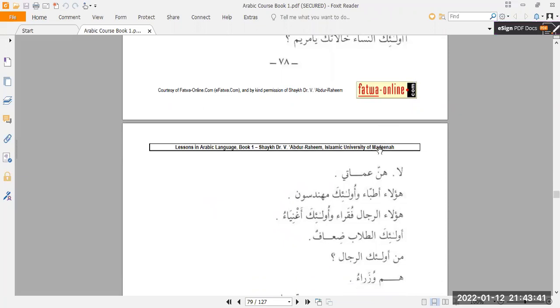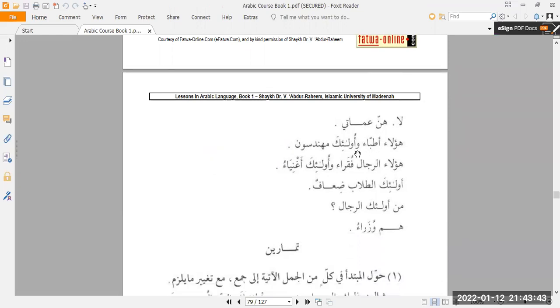The next one is هؤلاء أطباء وأولئك مهندسون. هؤلاء أطباء وأولئك مهندسون. These are doctors and those are engineers.